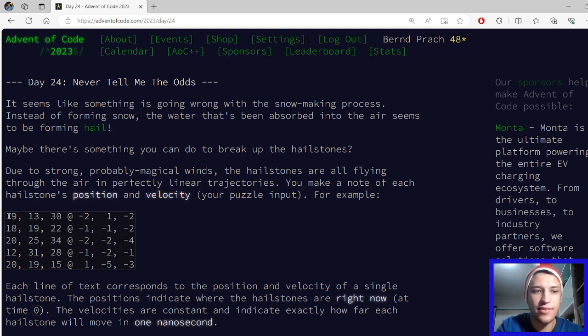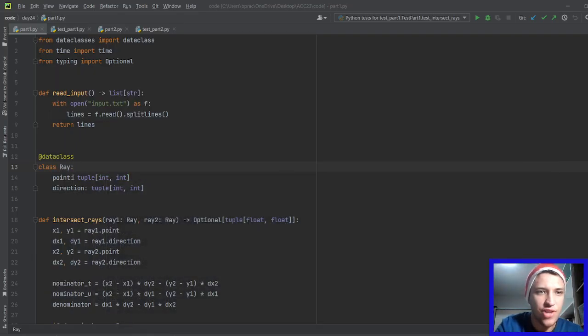And for that, at least the x and the y coordinate. And then we want to know whether those trajectories intersect for different hailstones, and if they intersect within some given box of coordinates. Okay, so how can we do it in code?